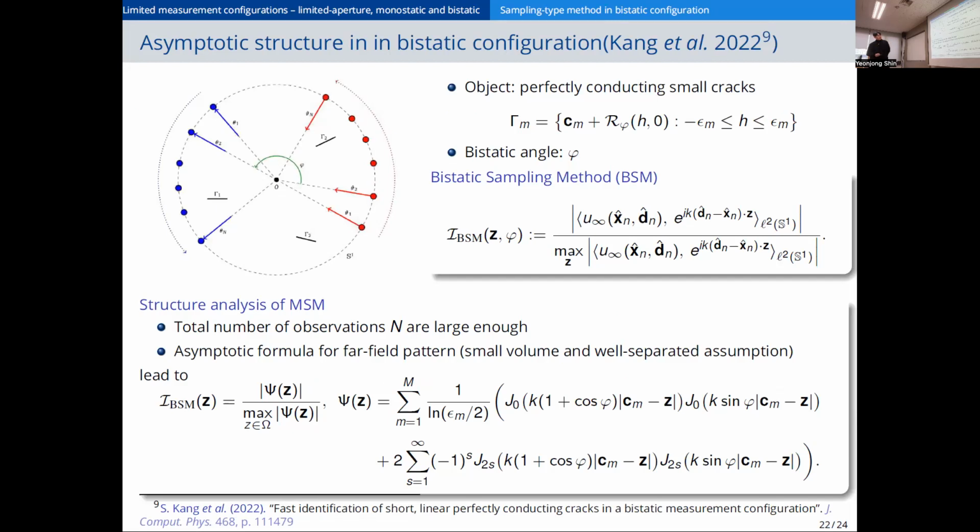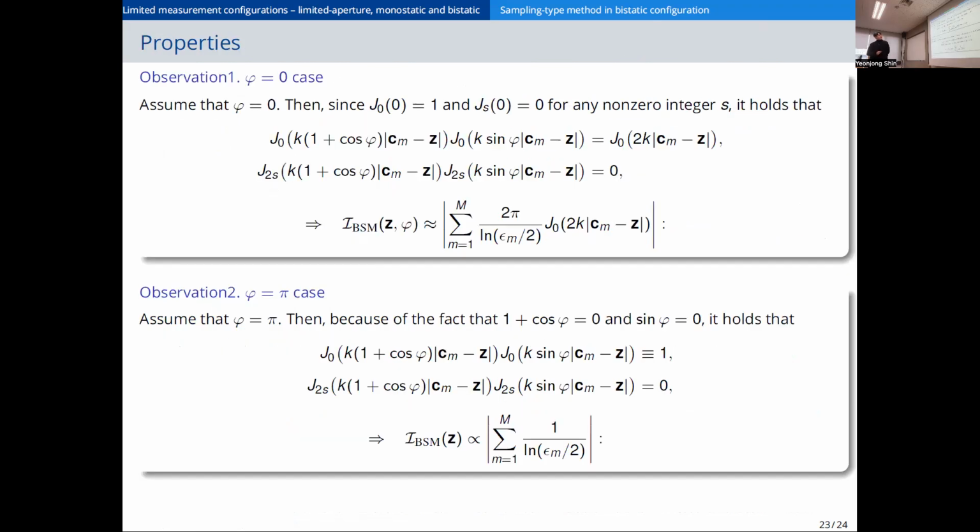From this analysis, we can show that the indicator function depends on some range and size, and target length and target location like this one. We have two observations. If varphi is equal to 0, this means that it is exactly the same as the monostatic configuration, because theta equals 0 is the same position. So in this case, from this simple property, BSM is exactly the same as the monostatic sampling method.